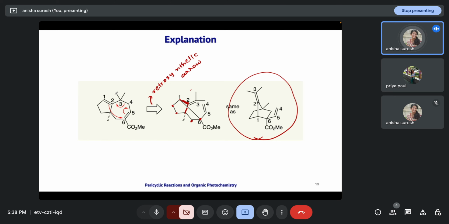So sometimes they can ask, after giving the product, what is the starting material. I think we discussed one such question last week. Similarly, they have given the product and they are asking to find the starting material. So by doing a 3,3 sigmatropic rearrangement, we will be able to get the starting material.